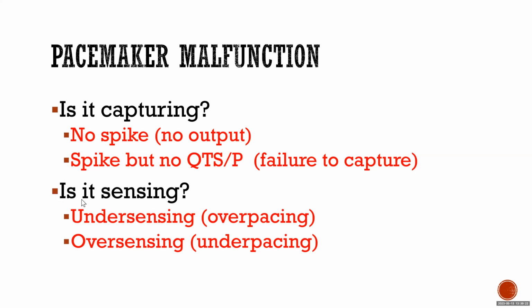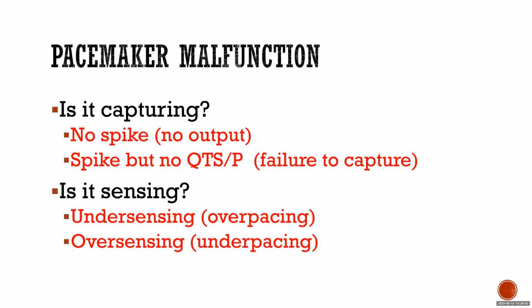Okay. Next question: is it sensing? Is it seeing the underlying rhythm? If it's not sensing, this will be evident by overpacing. If the device is pacing in areas where it shouldn't pace, there is a QRS and then right after it the pacemaker is trying to pace. This is under sensing. It didn't see this QRS.